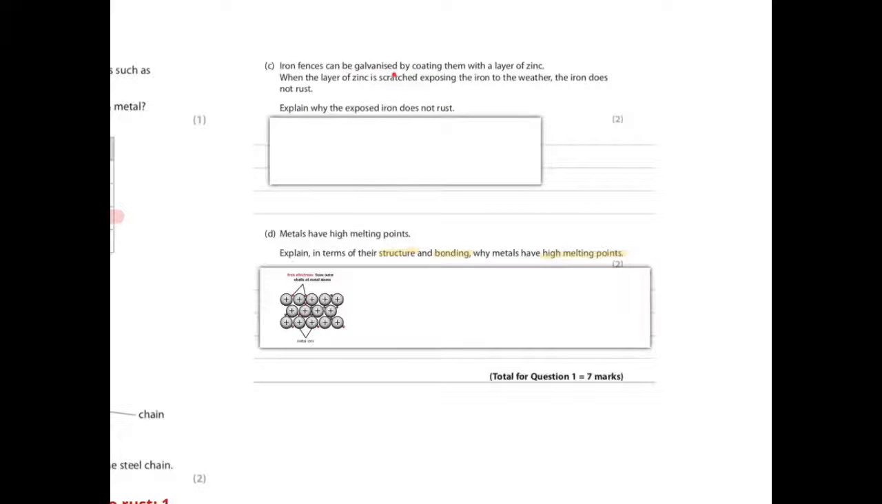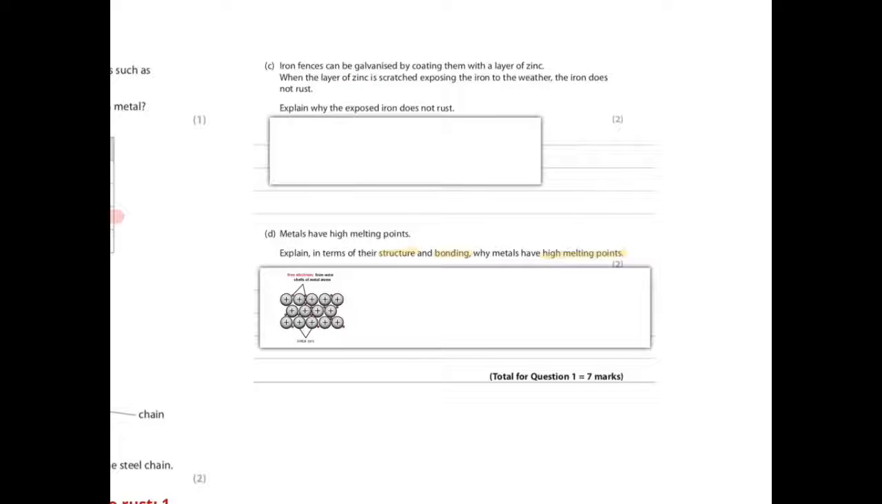Iron fences can be galvanized by coating them with a layer of zinc, so that's a protection method. When the layer of zinc is scratched, exposing the iron to the weather, the iron does not rust. Explain why the exposed iron does not rust. Well, zinc is more reactive than iron, so it will basically bond with oxygen ahead of iron. It's what we call a sacrificial metal.